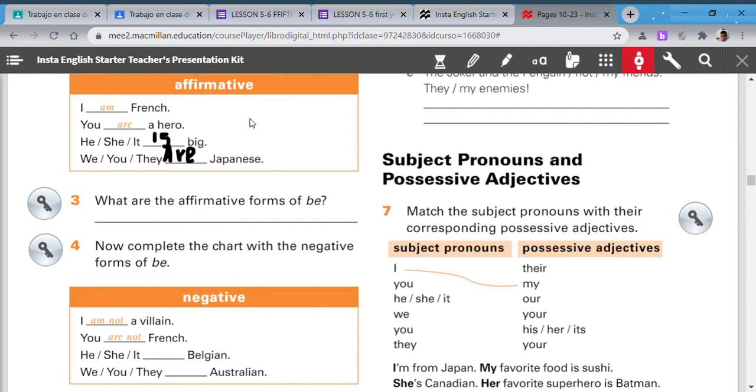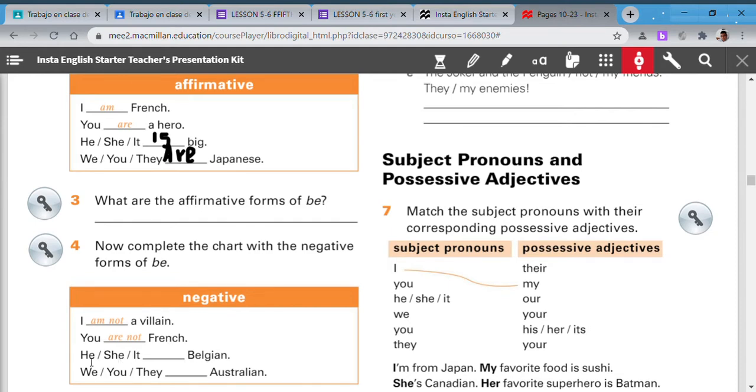I don't know about medicine. I am not a police officer. So what's the idea? To add not. You are a hero. You are not French. You are not police officers. You are not Peruvian. For example, you are not in the teacher's class.